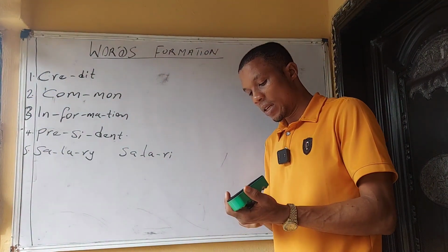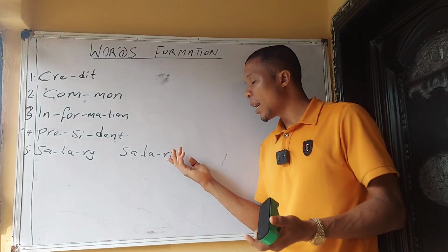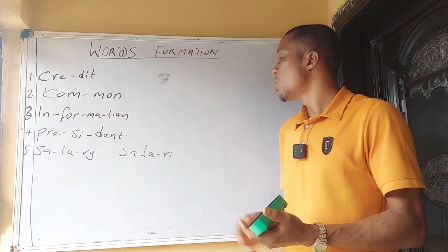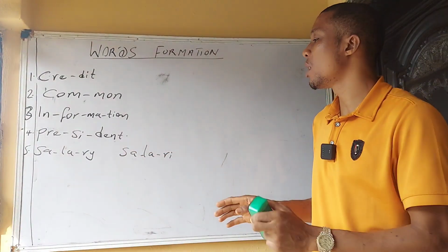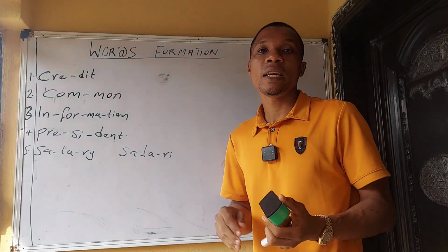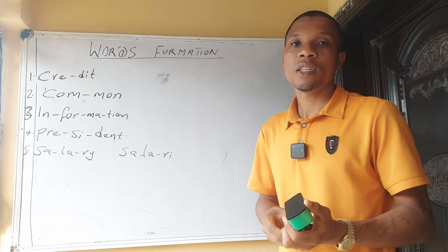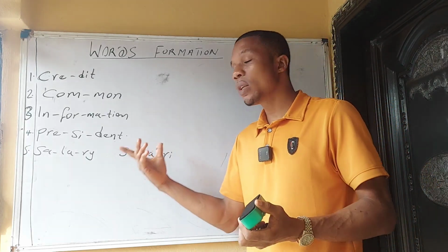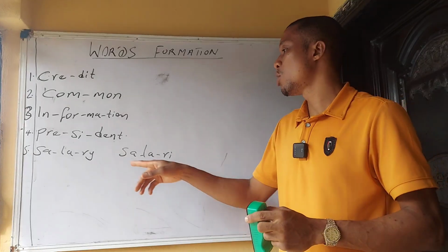This is salary. If you follow our consonant and vowel, I is re. So why this is changing to Y is because of the law of English. The law of English says that I cannot end an English word. Is that clear? I cannot end an English word. Rather, it's going to be changed to Y.